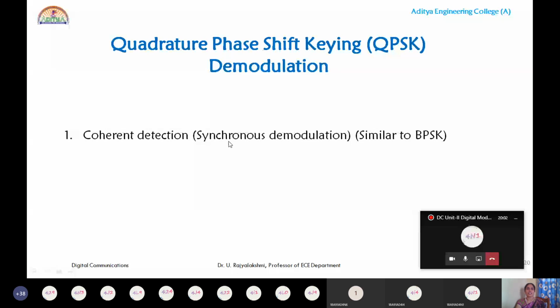So coming to the coherent detection, I told you in coherent detection we make use of a synchronous carrier. Okay, almost all the working principle is similar to BPSK, but in QPSK you will use everything like that because it is a 4-ary PSK. Please observe the block diagram here.